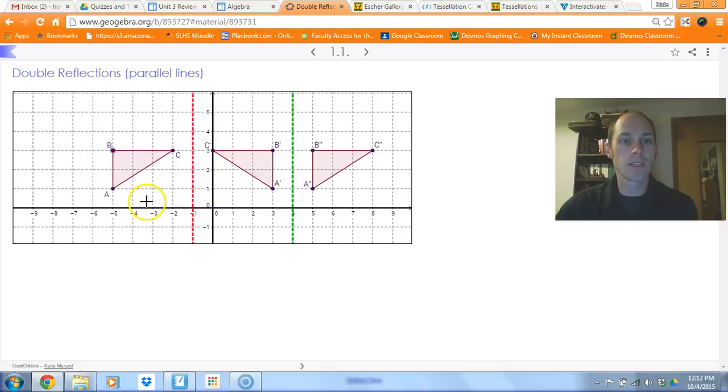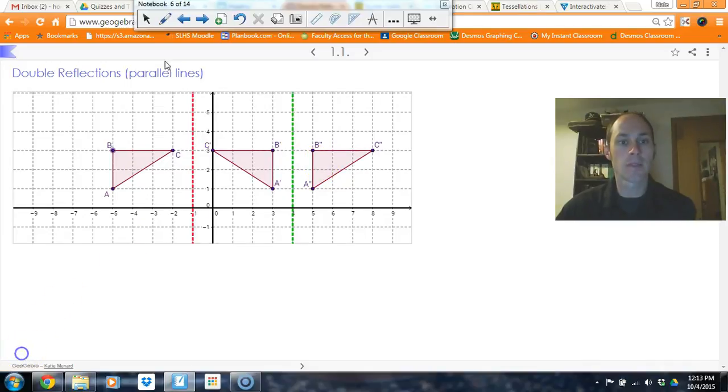Okay, so hopefully you noticed some different things about this double reflection. The first thing you may have noticed is that as I go from triangle ABC to triangle A double prime, B double prime, C double prime, maybe you notice that that looks like, well, if I would have just translated it, the double reflection takes me back to a translation.